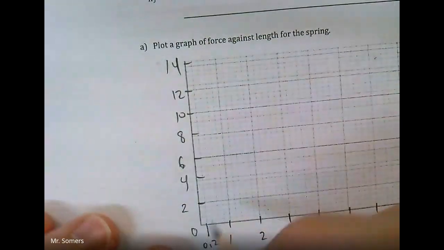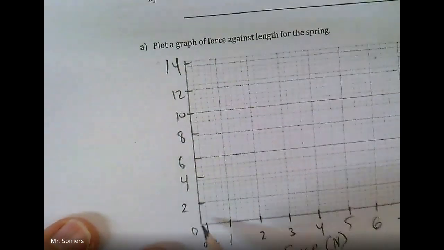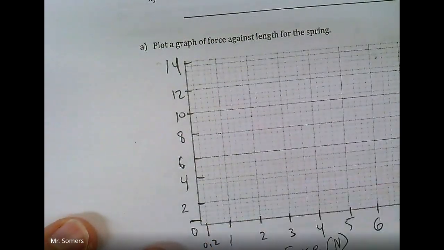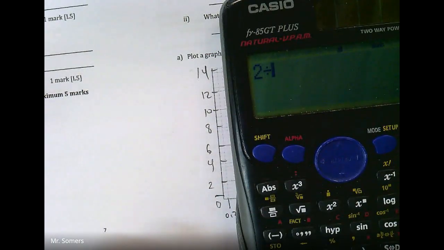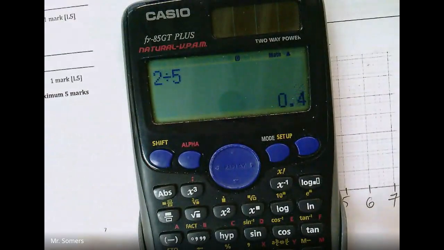Okay, now I need to, again, do the same thing I did below. I need to know what each one is worth. So in this case, I have a difference of 2. 2 divided by, again, there's 5 little squares, 5. So each one is worth 0.4.